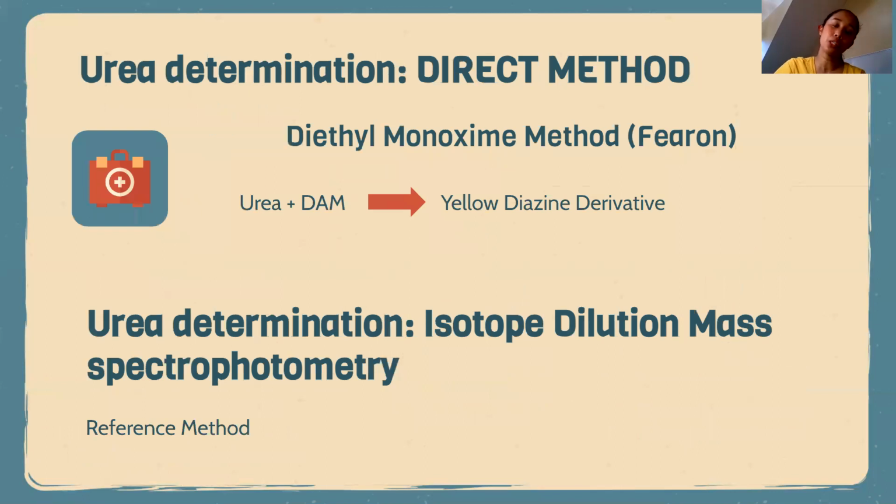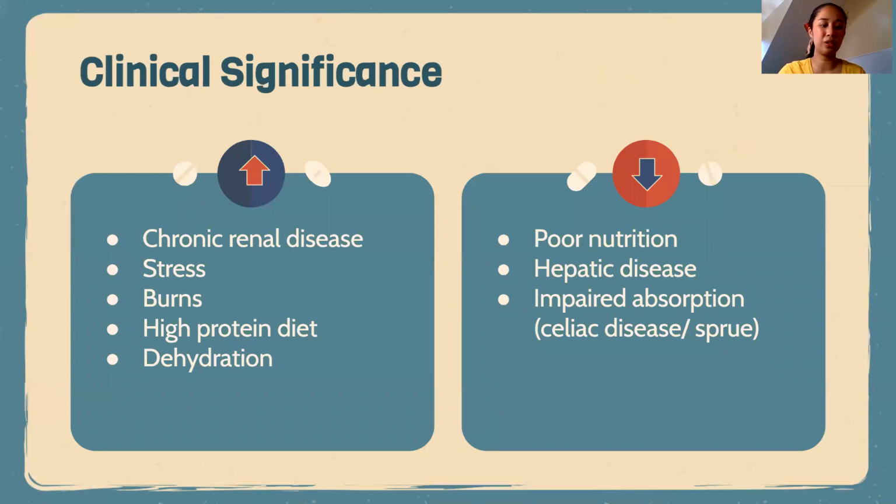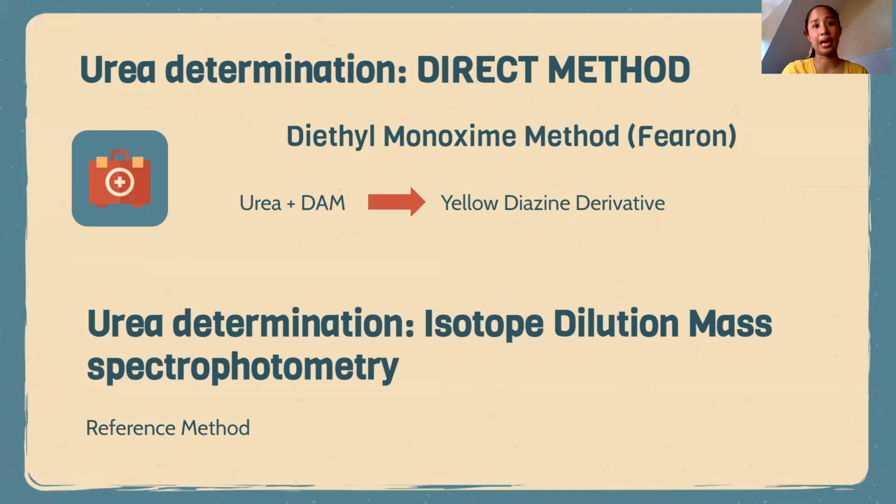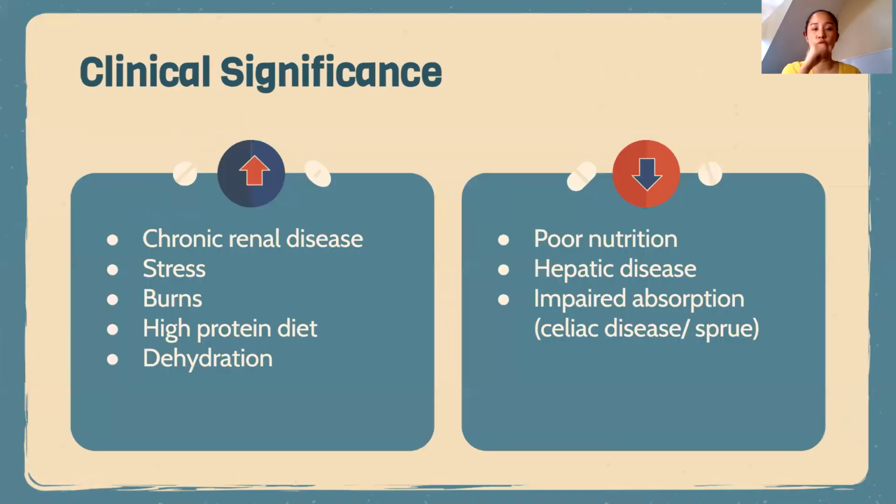We also have this direct method, which is the DAM or Fearon method. Urea plus DAM, diacetyl monoxime, will form a yellow diazine derivative, and this is measured by spectrophotometry. And class, the reference method for urea is isotope dilution mass spectrometry, so we are measuring the isotopes. Later we'll look at it, I think I defined it earlier. Mostly for NPN, the reference method is IDMS, isotope dilution mass spectrometry.